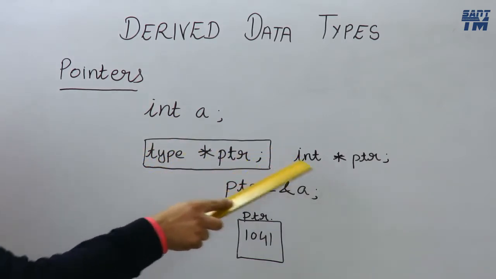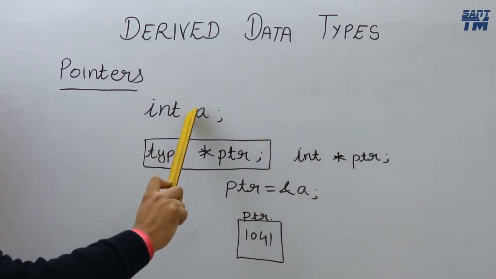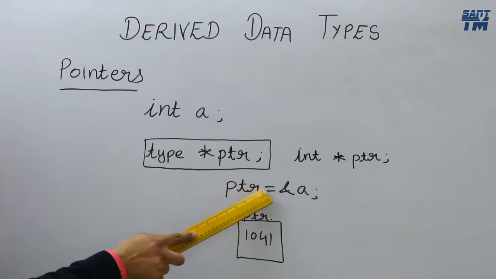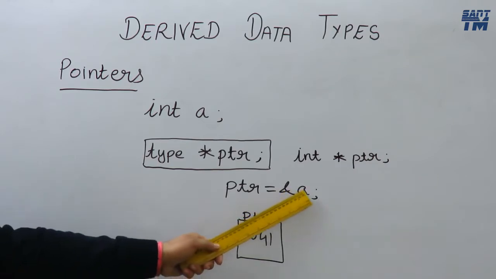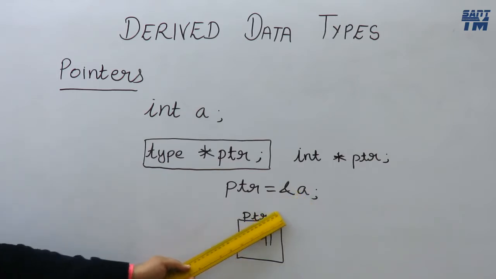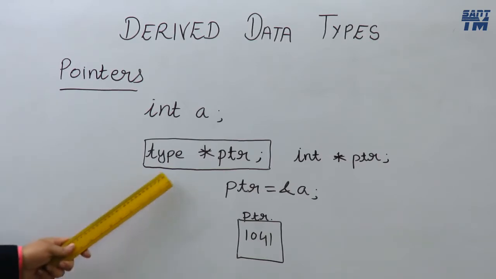So we declare int star ptr. Ptr is the pointer variable that will store the address of a. Then how will you store the address of a? You will write one more statement, ptr is equal to ampersand a. This ampersand will assign the address of a to ptr. We read this statement as address of a is assigned to ptr. So ptr in its memory will now carry 1041, that is the address of a in CPU memory. So this is how we declare a pointer variable and assign to it the address of some other fundamental variable in our C++ program. This is the syntax.